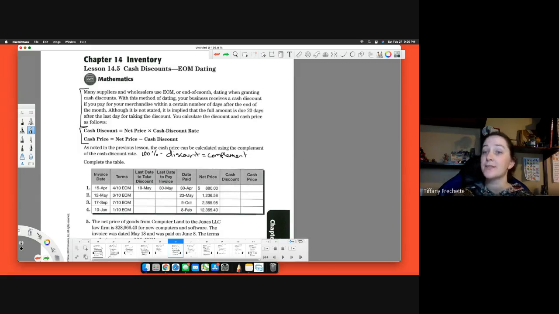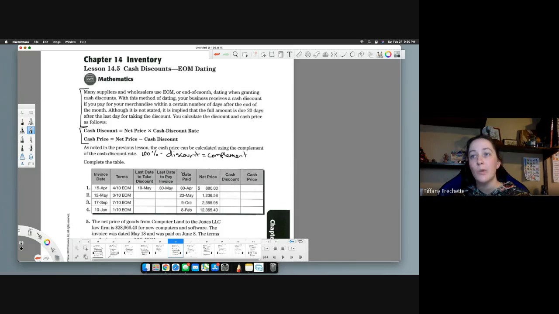So it's not just 10 days from the invoice now. That's what we were doing in section 4. Now it's 10 days from the end of the month. That's what EOM means. So that's why they have May 10th here. It's not 10 days after April 15th. That would have been the 25th of April. But what it means is we go to the end of April, or the beginning of May, however you want to think of that, and then just go 10 days after that, which is May 10th. The last day to pay the invoice would be 20 days after we can take the discount. So 10 plus 20 more gives us May 30th.